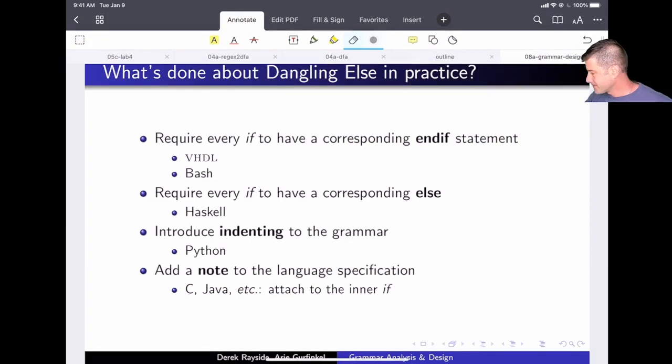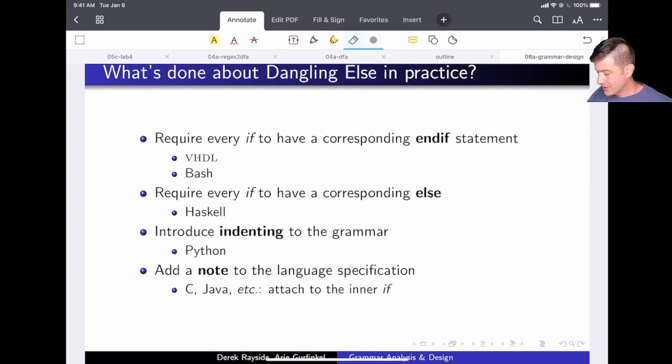In lots of languages, you also have an end if marker. Either an end if marker, or for example, you always have to use the braces so you don't get the form without braces. In some languages, every if has to have an else, even if it's blank. Haskell is an example. In Python, the decision was made to just use indentation for everything, and so you have to put your else in a particular indentation.